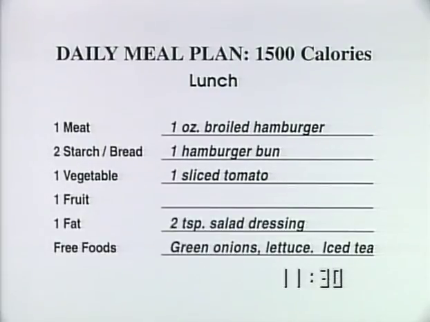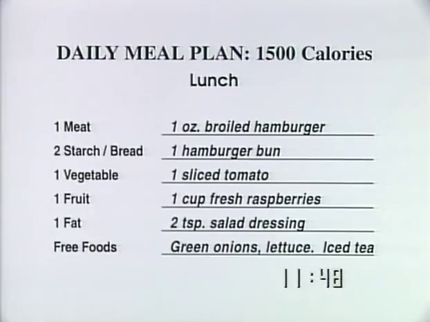For a truly gourmet burger, add 2 teaspoons salad dressing, which is 1 fat exchange, and some green onions and lettuce, both from the free foods list. For a beverage, give the patient a glass of iced tea from this list. Looking at the meal plan, we see that there is 1 fruit exchange left. 1 cup of fresh raspberries would be good for dessert.